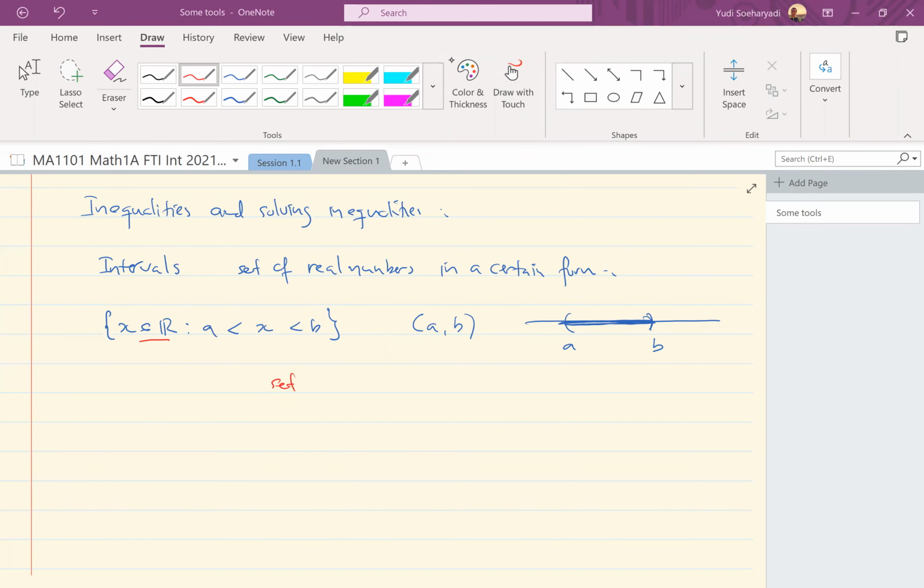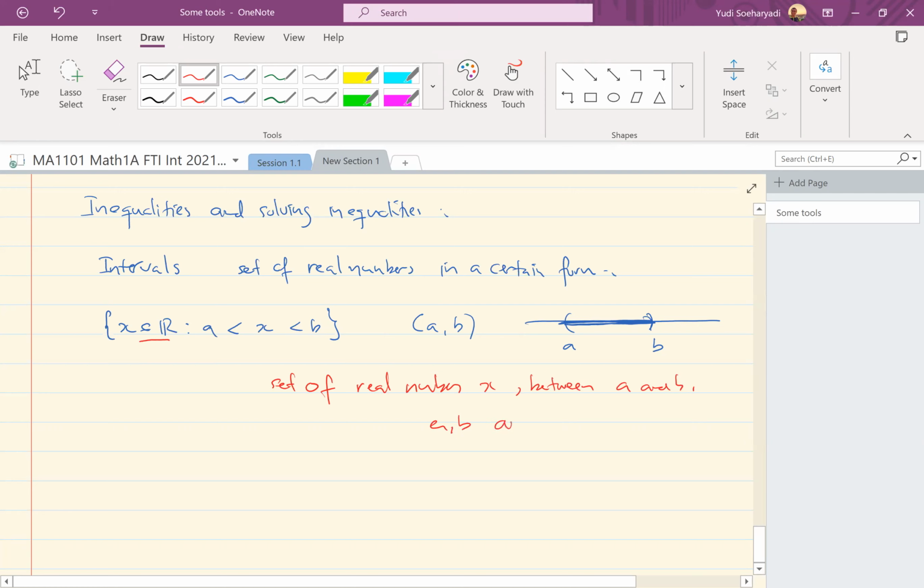All right. Okay. So this is the inequalities. The first one is this type. So this is the set of real numbers S, numbers X between A and B, where A and B are excluded. Right?